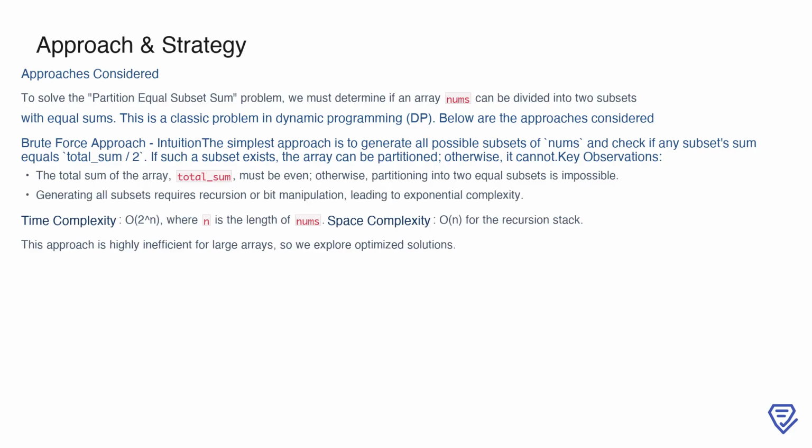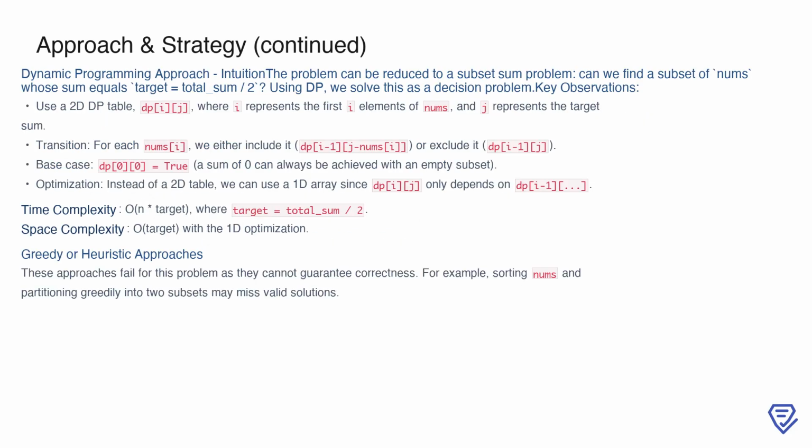Now, let's move to the dynamic programming approach, which reframes the problem as a subset sum problem. The goal here is to determine if we can find a subset of the array whose sum equals half of the total sum. To solve this, we use a DP table, where dp[i][j] indicates whether it's possible to achieve the sum j using the first i elements of the array. The transition logic is straightforward. For each element, we decide whether to include it in the subset, which means checking dp[i-1][j - nums[i]], or exclude it, which means relying on dp[i-1][j]. The base case is that a sum of 0 is always achievable with an empty subset, so dp[0][0] is true.